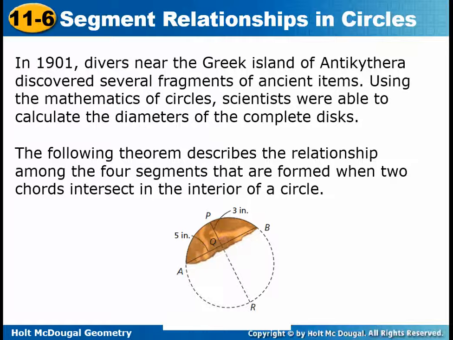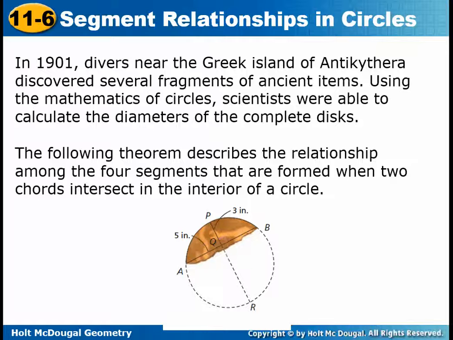In 1901, divers near the Greek island of Antikythera discovered several fragments of ancient items. So just pieces of things that used to be whole. And they were able to use the math that we're going to go over today to figure out the diameters of the complete disk and to really find out what is the size of the actual object if they only had a piece of it.